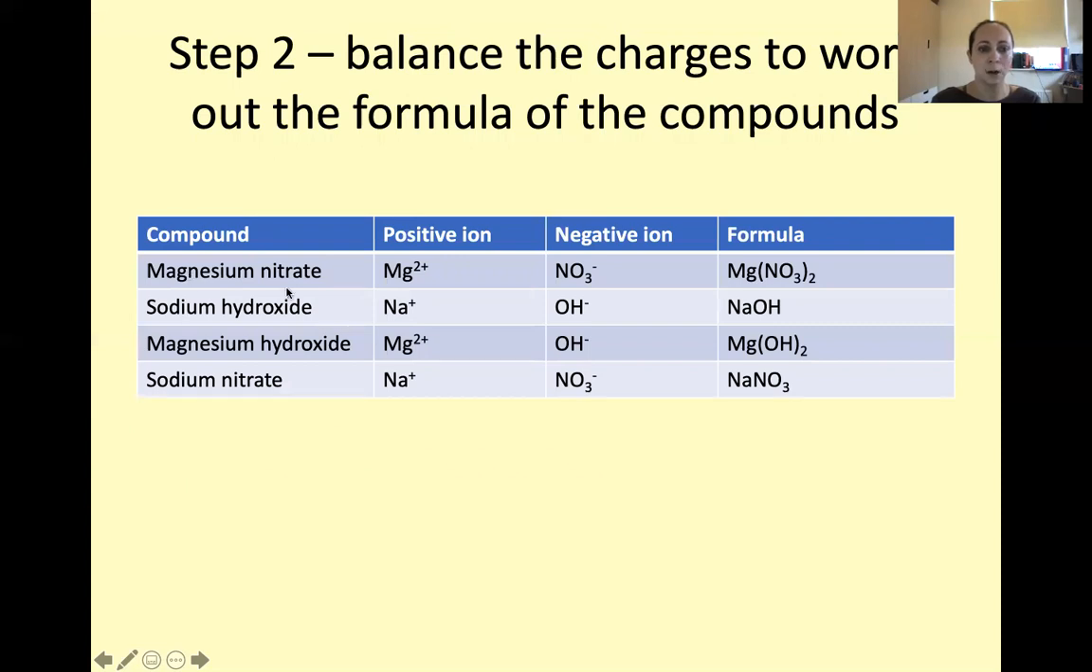So magnesium nitrate is going to have magnesium and nitrate. Magnesium is 2+, nitrate is -1. So in order to end up being neutral, I need 2 lots of this nitrate, 2 lots of NO3 minus to balance it out. So my formula is Mg(NO3)2. That's my formula. So if you look through the table, you can see there, I've followed that through and worked out all the formula of the ions.